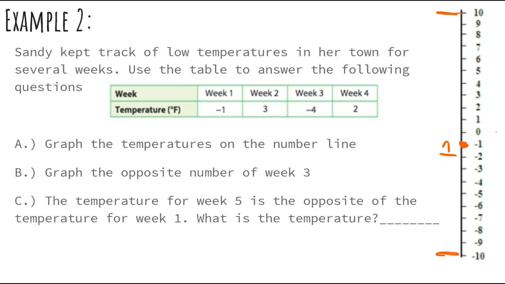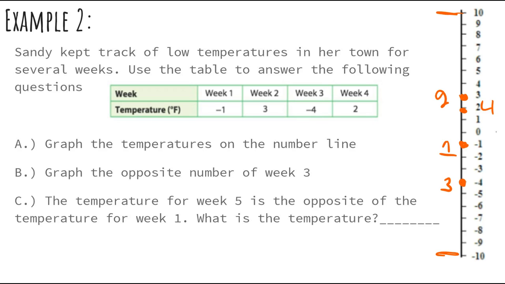Week 2 is +3. So I put my dot and I put week 2. Week 3 is -4. So I write 3. And week 4 is +2. So I'm going to do it on the right side, week 4.